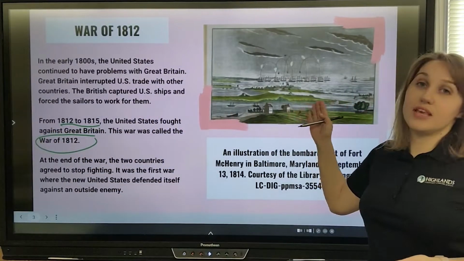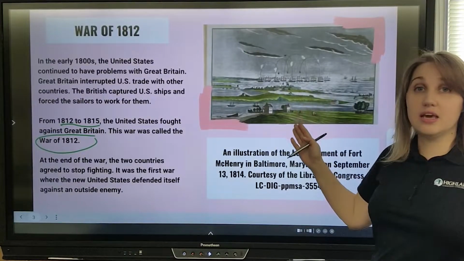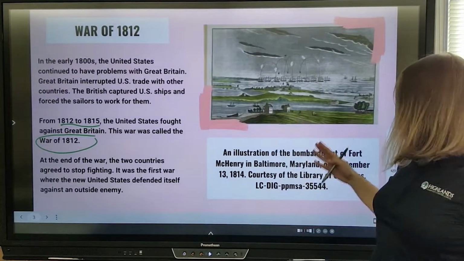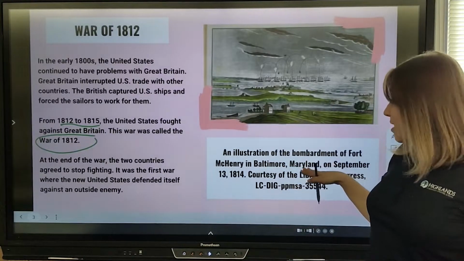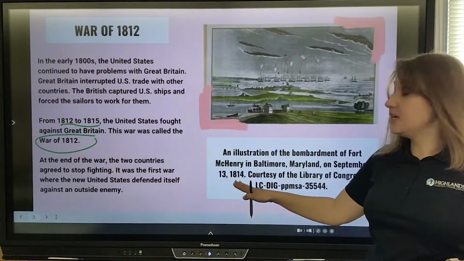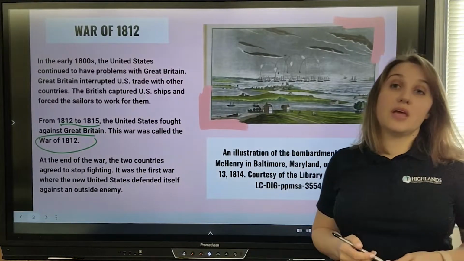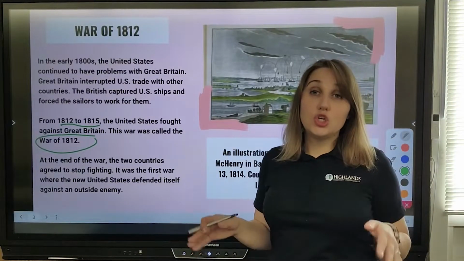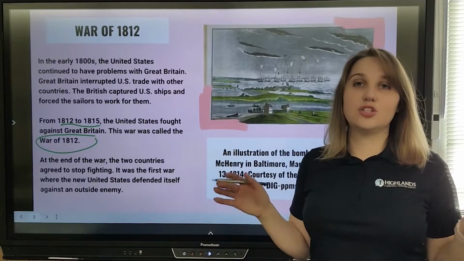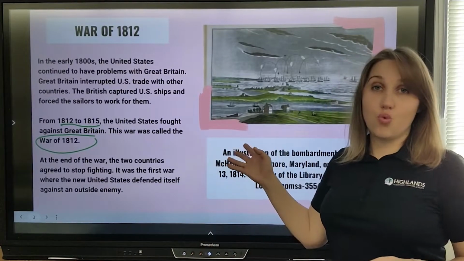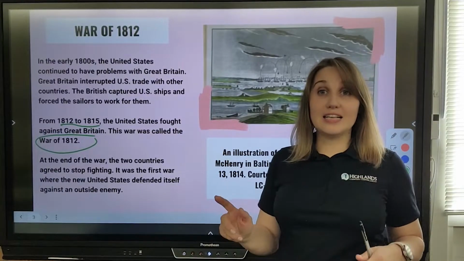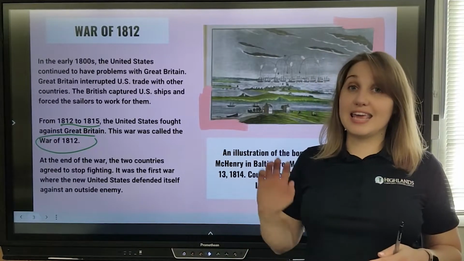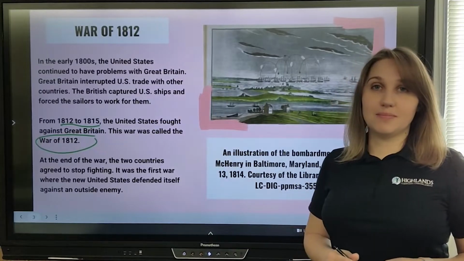And here we have an illustration of the British Army attacking Fort McHenry in Baltimore, Maryland, on September 13, 1814. At the end of the war, the two countries decided to stop fighting. This war was the first war where America fought as an independent state against an outside enemy.